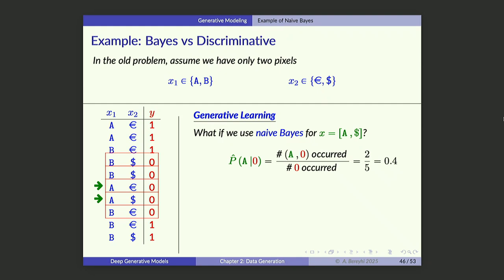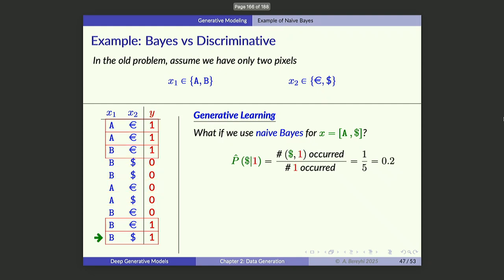Now, next thing that I should do, what is it? P of X2 given Y, right? So I need to see what is the chance of $ sign happening given label 1, given label 0, right? So I'm going to go for it. So the chance of $ sign happening given label 1. I'm going to look at all label 1s, and then I see how many of them have $ sign at the second entry. It's only one of them. So I'm going to put 1 over 5. It's going to be 0.2, right?